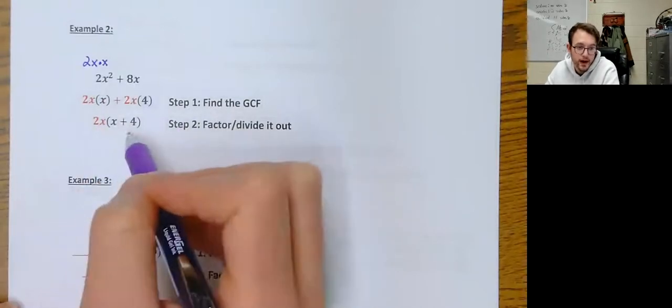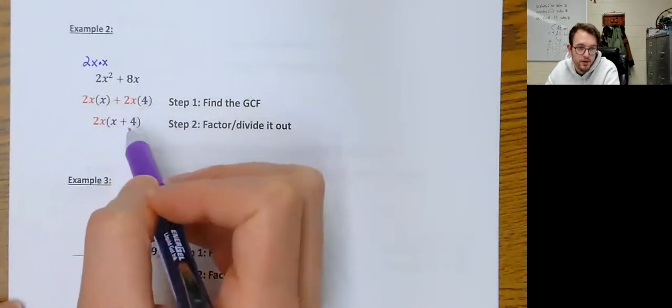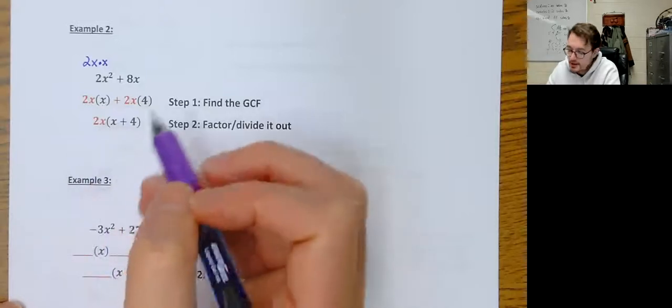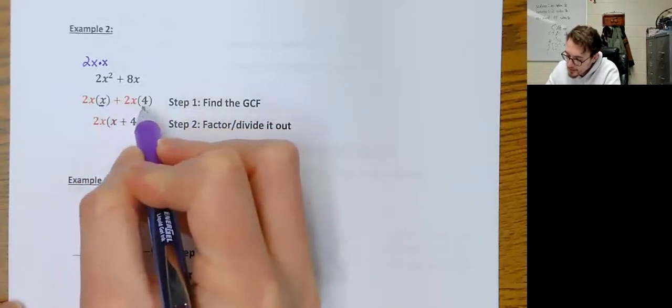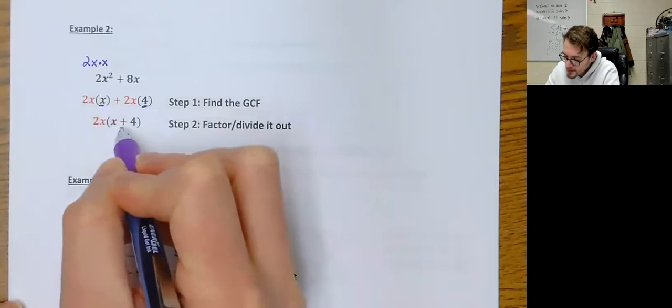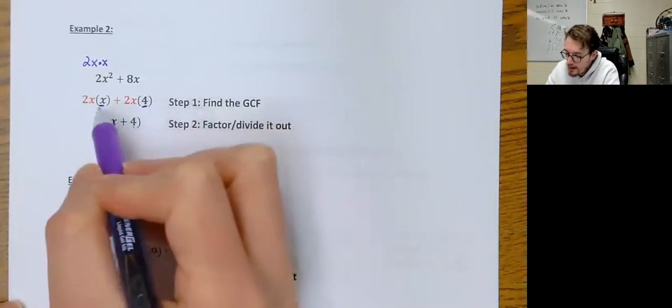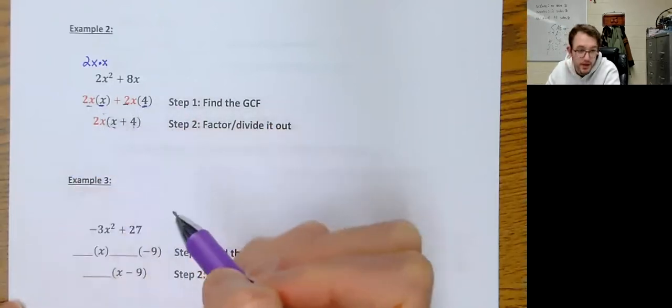And again, you factor that out and you're left with x plus 4, and you have 2x on the outside. So you're going to see that a lot, that what's left on the inside becomes 1, and then you got this out, which becomes a separate thing.